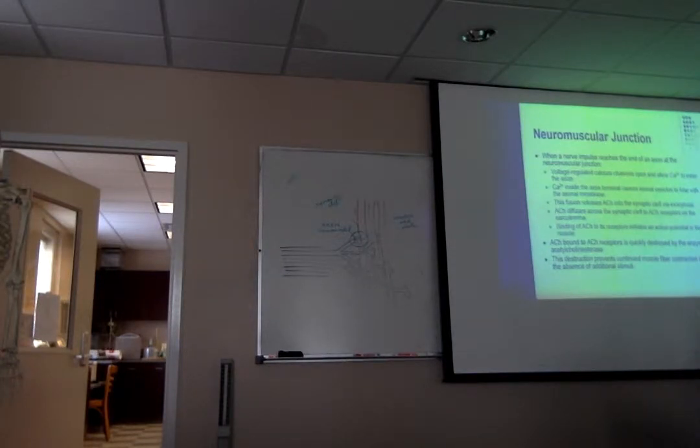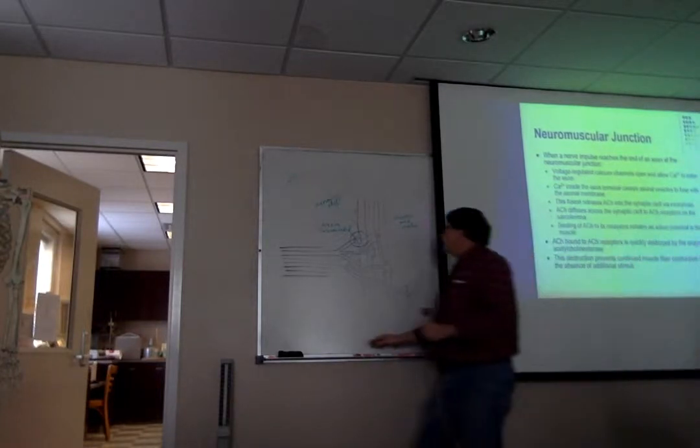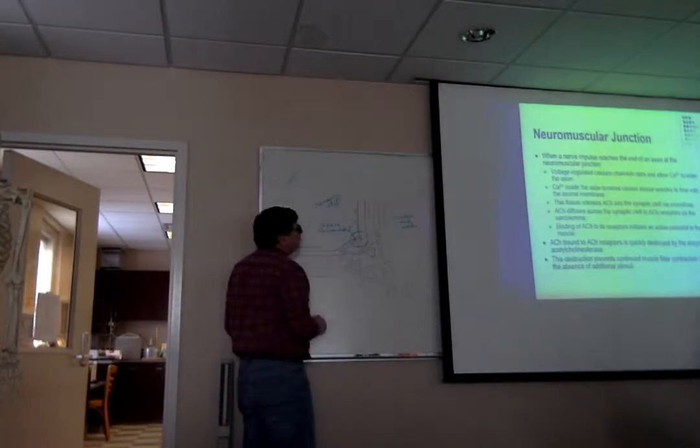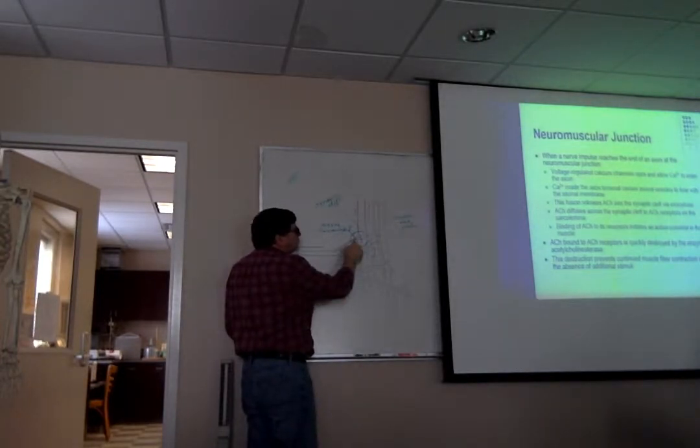And this slide goes through the process of muscle stimulation. It says when a nerve impulse, another word for that is an action potential, reaches the end of an axon at the neuromuscular junction, voltage-gated calcium channels open. These are voltage-gated calcium channels along the axon terminal here. So when an action potential reaches the end of the axon, it opens up these channels.